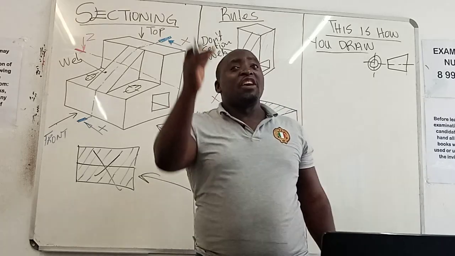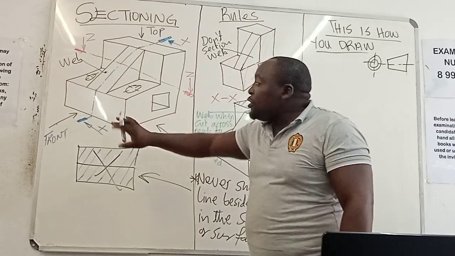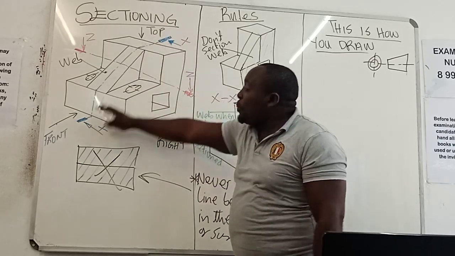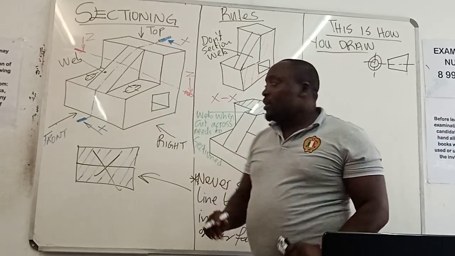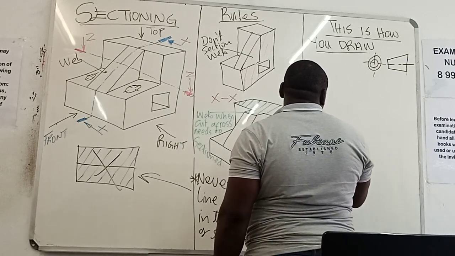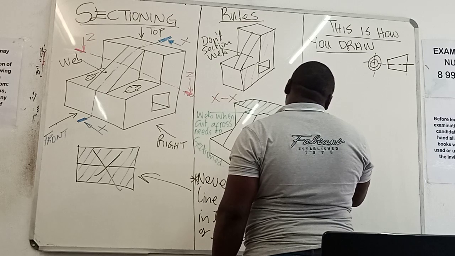Now I need to draw the front view. Where you see the front view on the left, it will be on the left. It is below the top view, it will be below. So I'll draw the front view. Is the front view sectioned? According to the question, it's not.